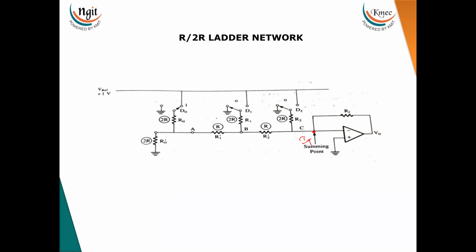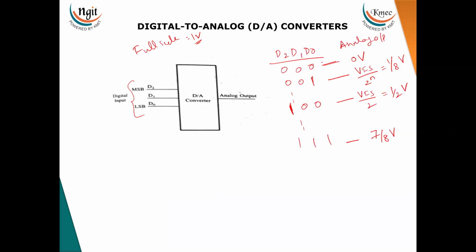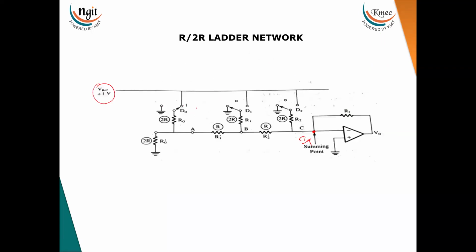Now here, if you see, these resistors are connected with switches. If a switch is connected to the point V reference, then this is called logic 1. If the switch is connected to the ground, then this is called logic 0. Just now we have seen that total 8 combinations are there, 0, 0, 0 to 1, 1, 1. We set the binary values, and depending upon that it will generate the total current. If this current flows through this resistor, then the corresponding analog voltage value will be generated.